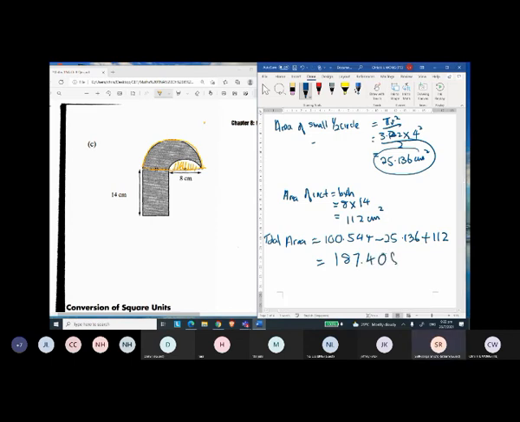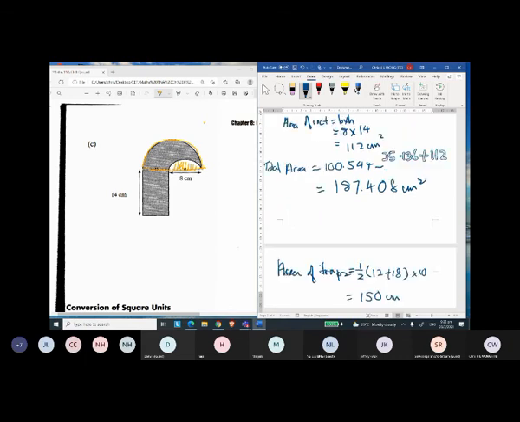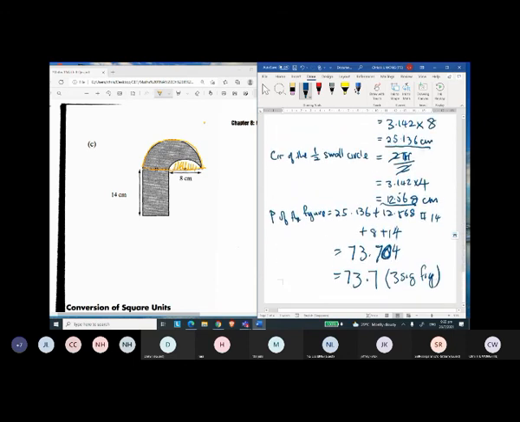187.408. 8 cm square. Yeah, right. Okay. Yours absorb a little bit first. Yeah. This one, okay lah, not difficult lah. I'm going to give you another one lah. Okay, another one.